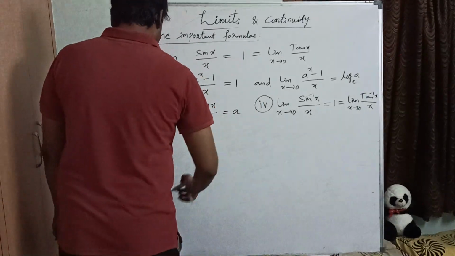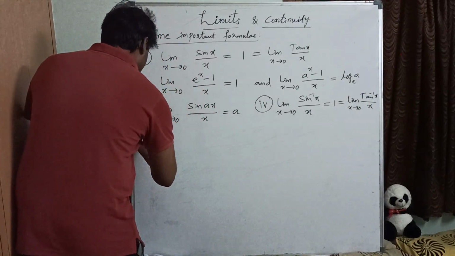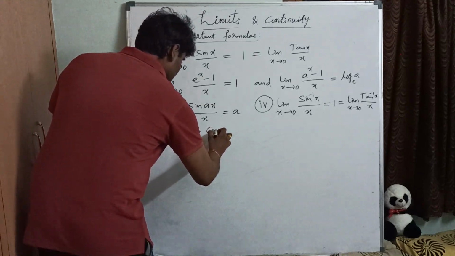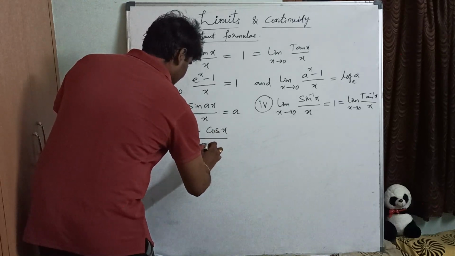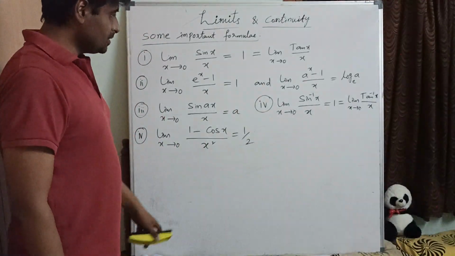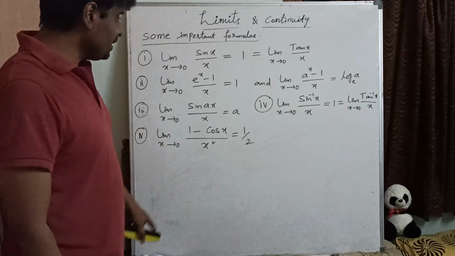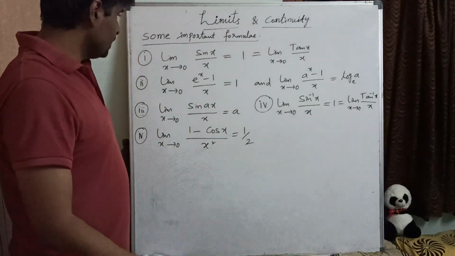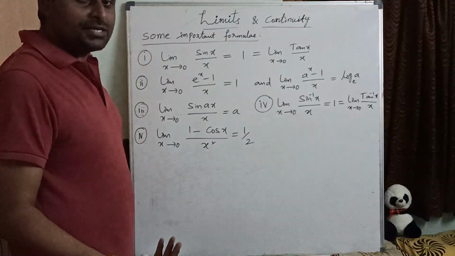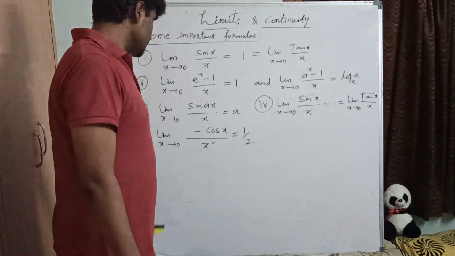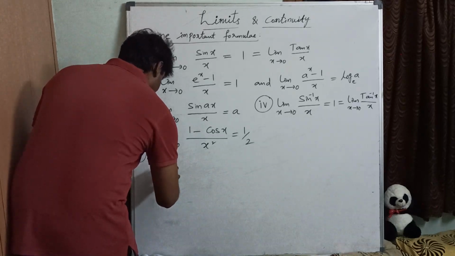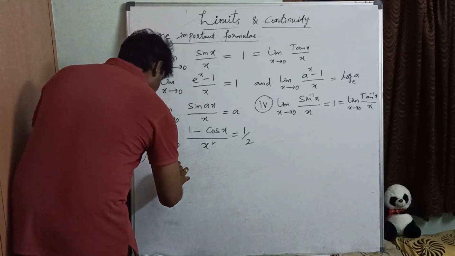Now let us write the formula in cos. Limit x tends to 0 (1 minus cos x) by x square gives you 1 by 2. This is also one of the important formulas. Of course everywhere we get 0 by 0. By applying L'Hospital's rule also we get these results, but in most of the cases it is better to remember the formula directly.